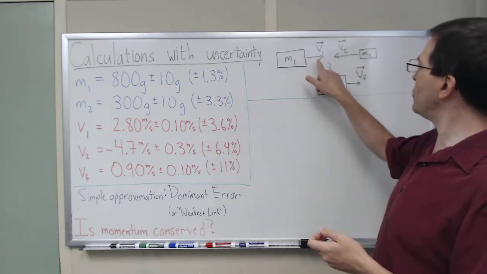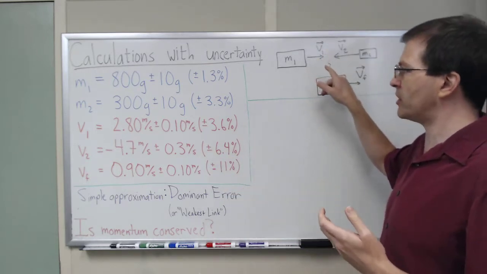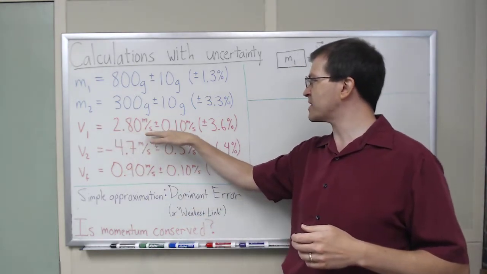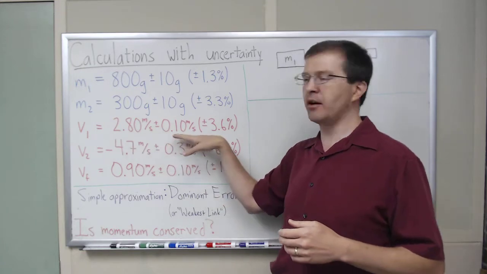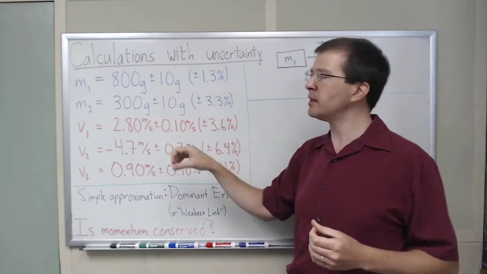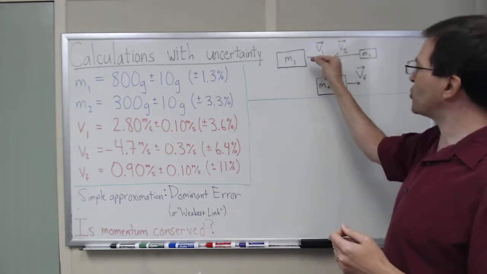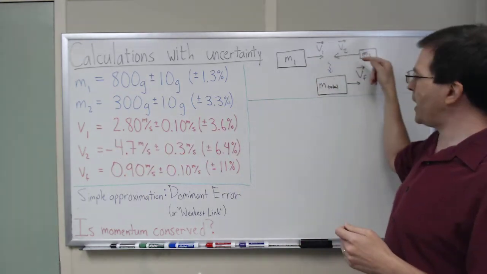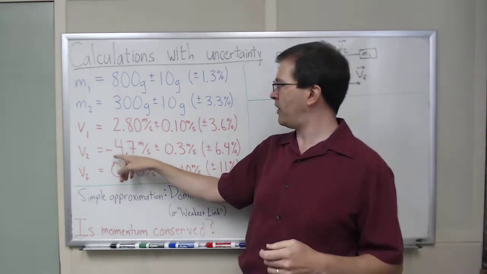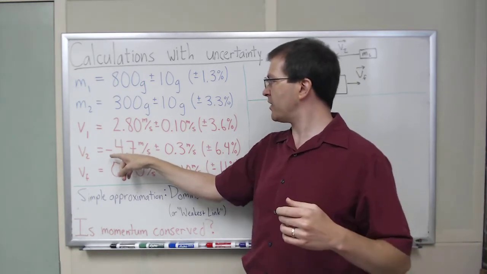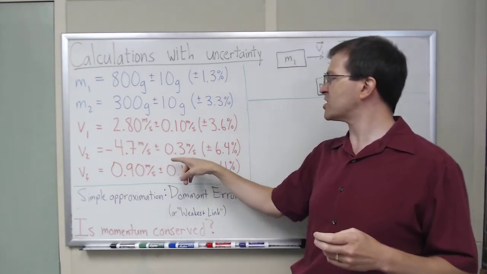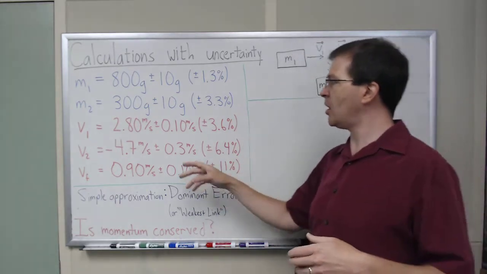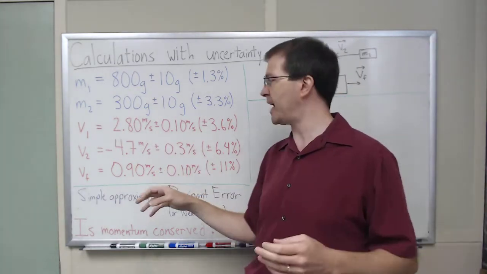We measured the initial velocity, well, x component of velocity, I guess, of the first one to be 2.8 meters per second with an uncertainty of 0.1 meters per second. And the second one is moving in the other direction, which we'll call the negative x direction. We measure its velocity as negative 4.7 meters per second, plus or minus 0.3 meters per second. Maybe it was a little harder because it was moving faster, harder to get that measurement precise.